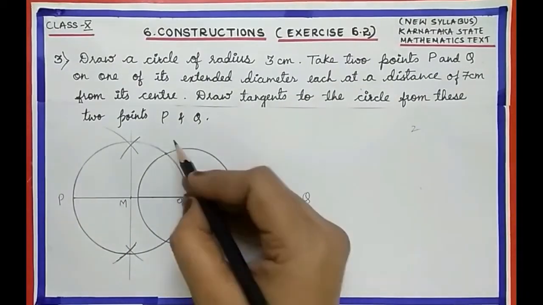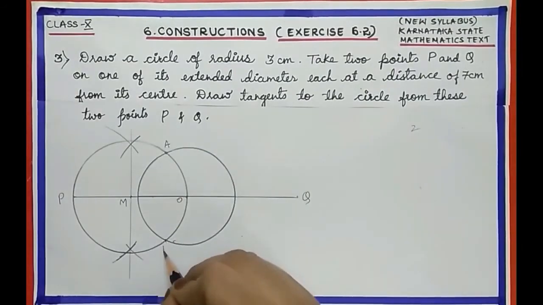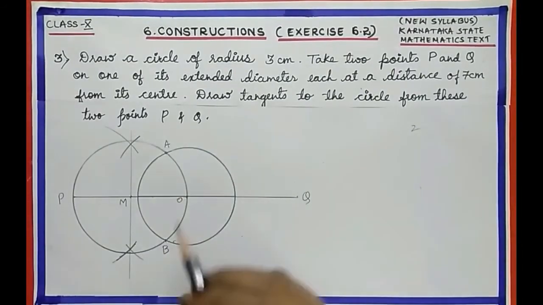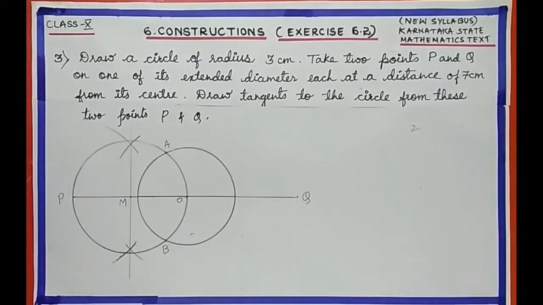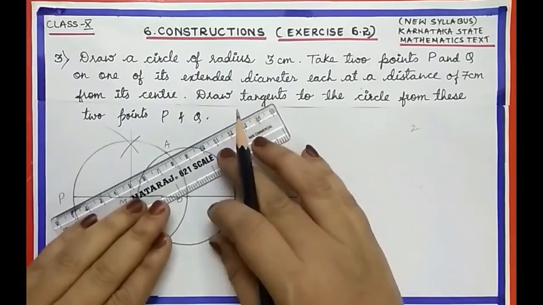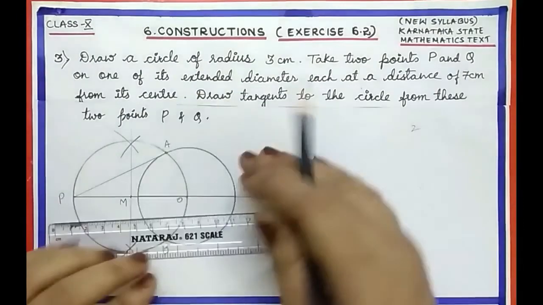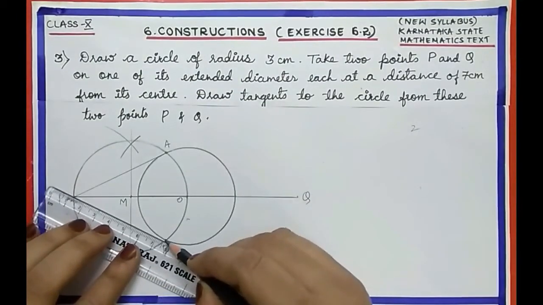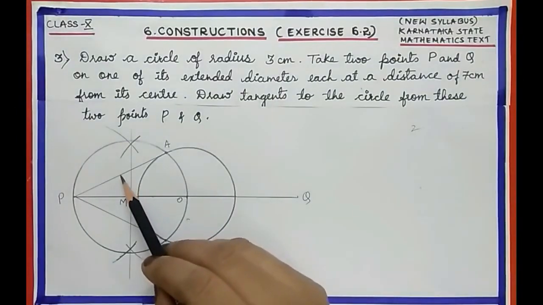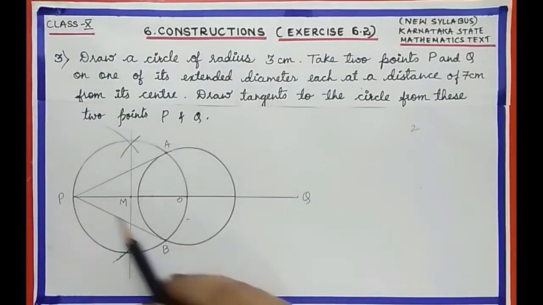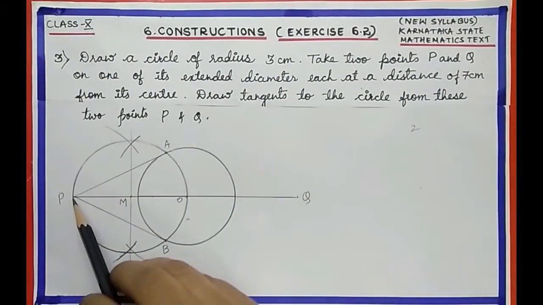This is the one point. Let us name this point as A, and this is another point. Let us name this point as B. Now join PA and PB. Now we got here two lines PA and PB. These are tangents to the given circle from external point P.